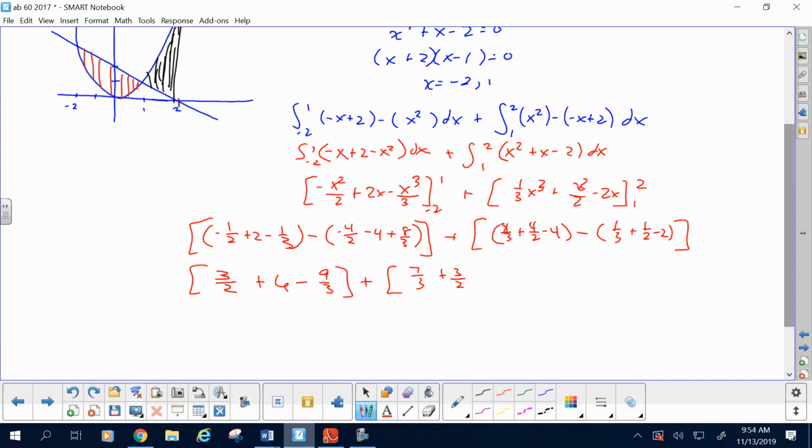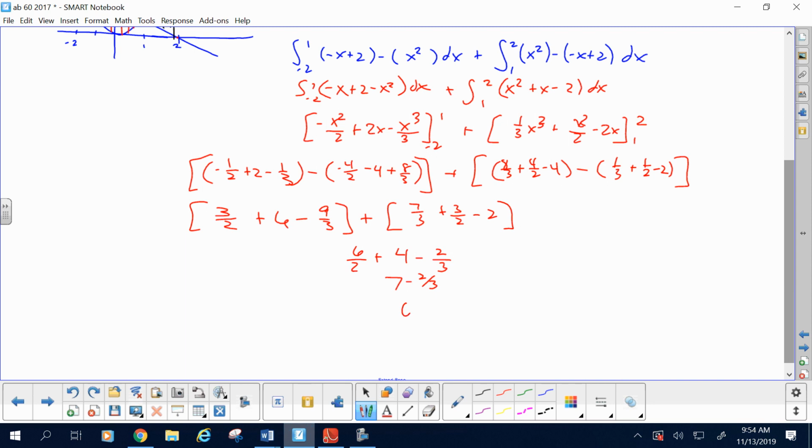Negative 4 minus negative 2, negative 4 plus 2 is negative 2. 3 halves plus 3 halves is 6 halves. 6 plus negative 2 is 4. Negative 9/3 plus 7/3 is negative 2/3. So I get 7 minus 2/3. I get 6 1/3.